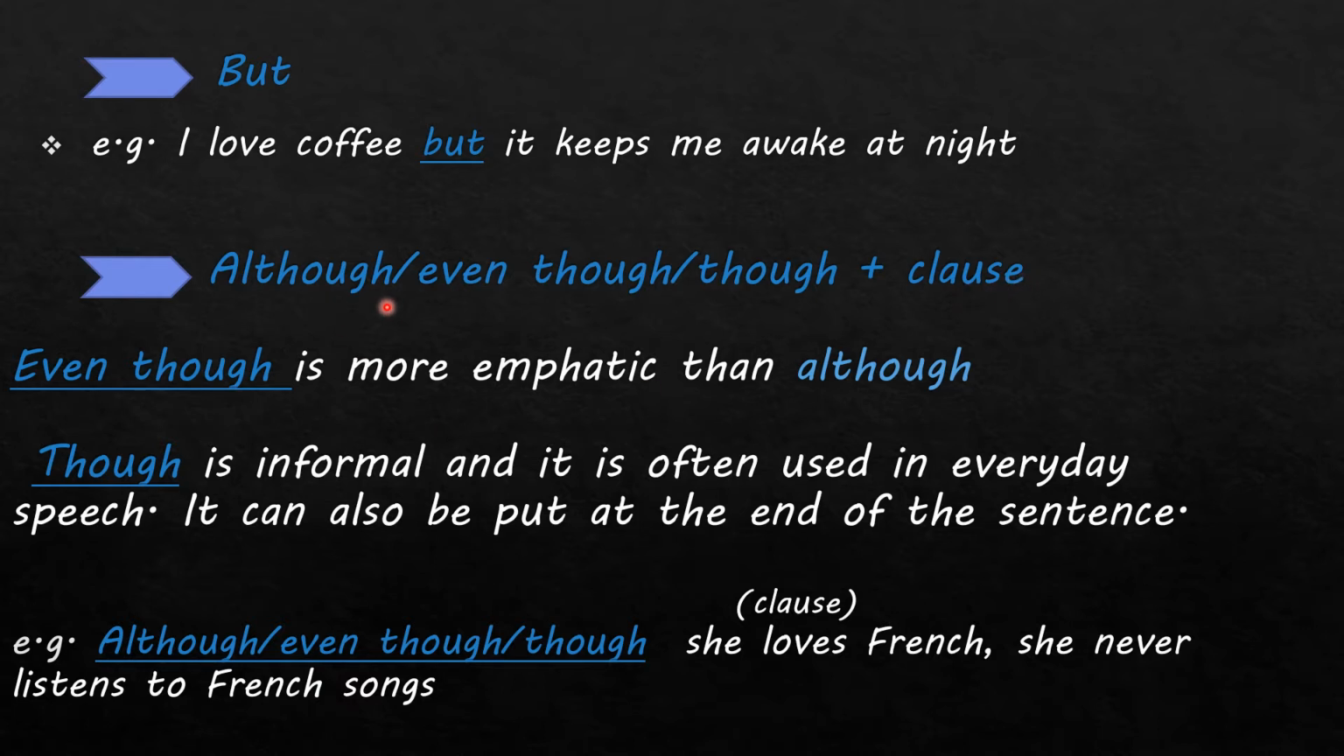But where is the difference between these three words that are used almost the same? Even though is more emphatic than although. Though is informal, and it is often used in everyday speech, but it can also be put at the end of the sentence. Example: although or even though she loves French, she never listens to French songs.